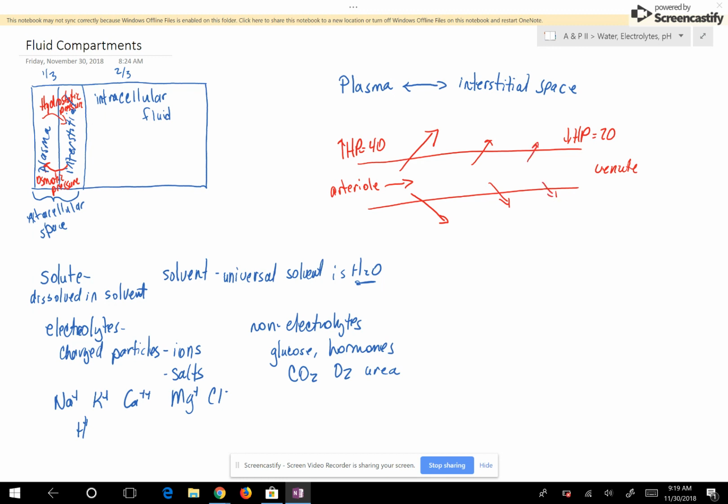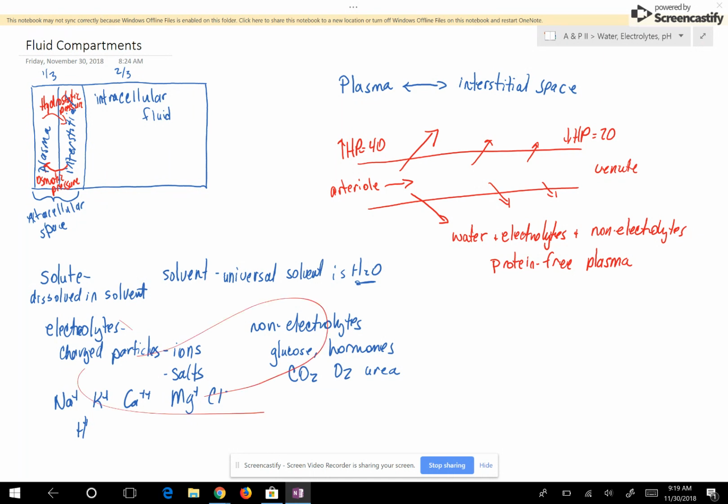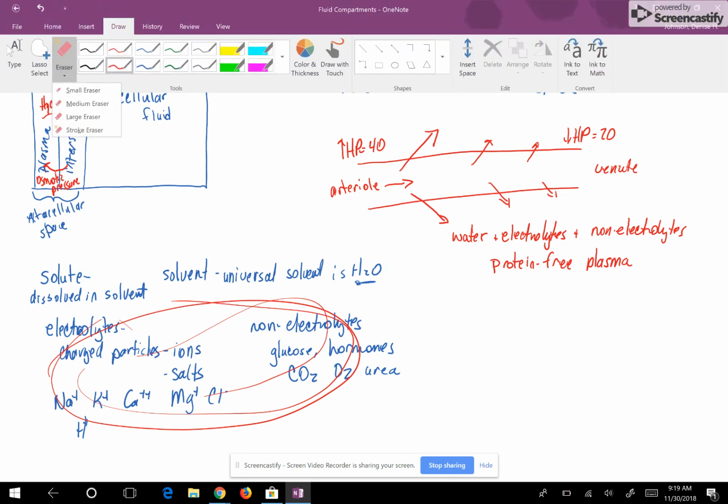So what is going to go into this interstitial space? You're going to have water, you have electrolytes, and non-electrolytes. Typically, this is going to be called protein-free plasma. If you remember the components of plasma, you had plasma proteins, water, and the dissolved substances. And the whole list of dissolved substances included all of these electrolytes and these non-electrolytes that we've written over here. Okay, so let me erase just a couple of things here on the sheet so that we'll have more room.